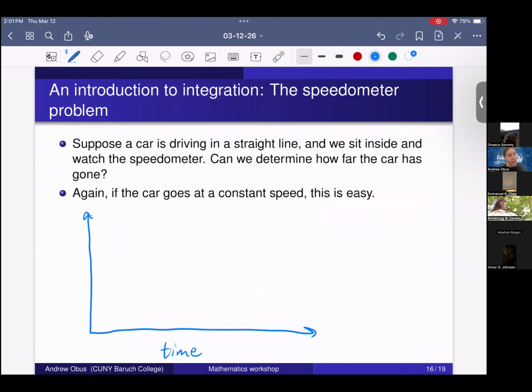So I again have time on my horizontal axis, but my vertical axis is going to be speed, because I'm watching the speedometer. That's my function. I'm looking at the speedometer, so it tells me my speed. And if I go at a constant speed up until time t over here, then this area over here is the distance.